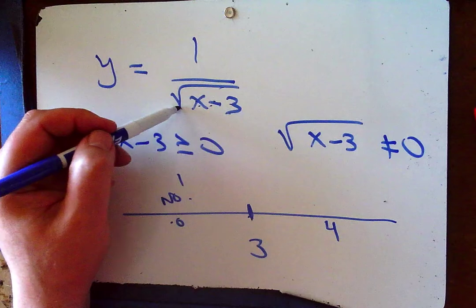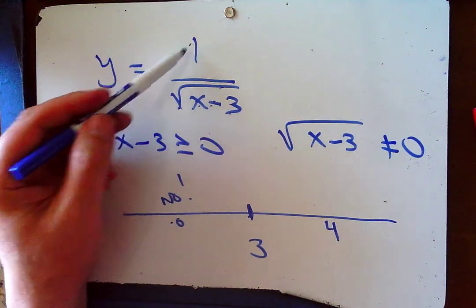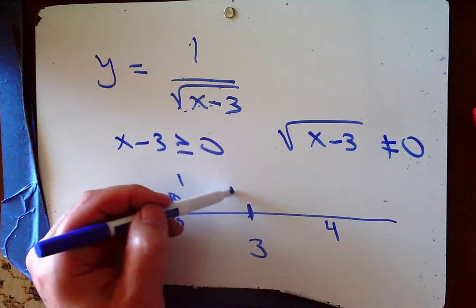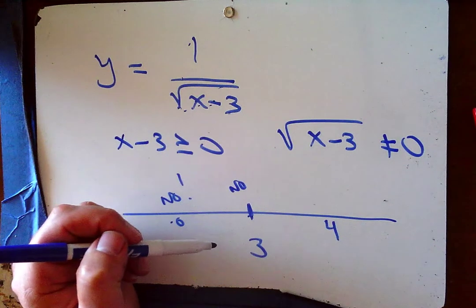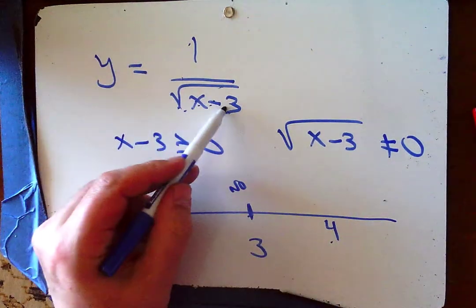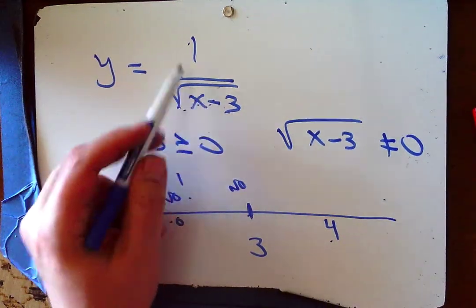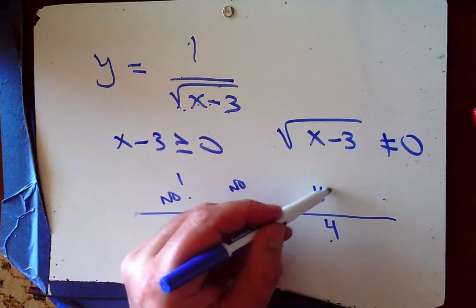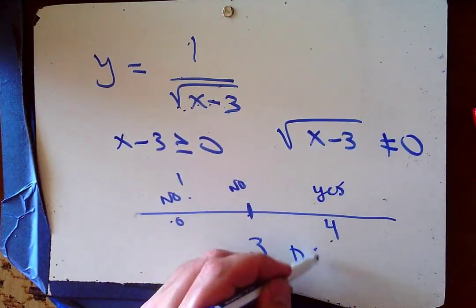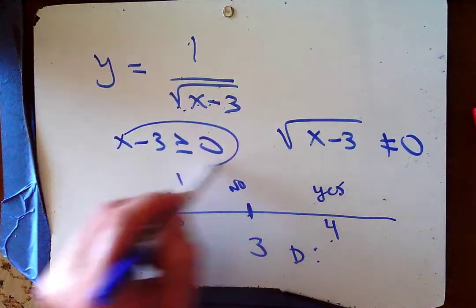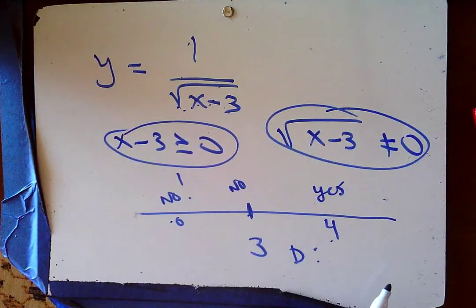Square root of 0 is 0. That's okay. But 1 over 0 is not okay. So that's a no. And then if I plug in a 4, 4 minus 3 is 1. Square root of 1 is 1. 1 over 1 is 1. And that's okie doke. So our domain is always going to be the most restrictive.